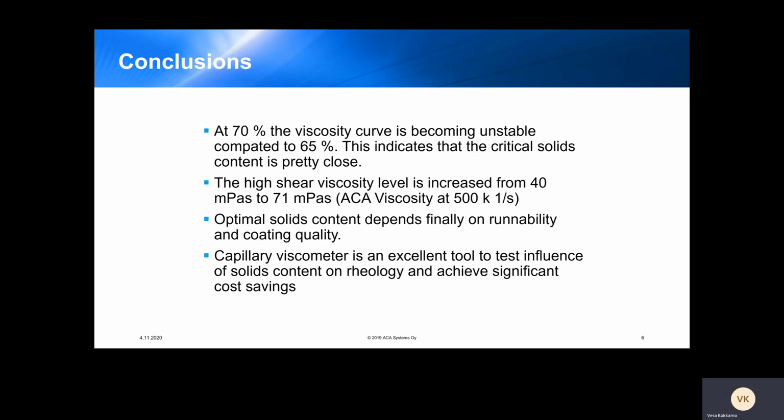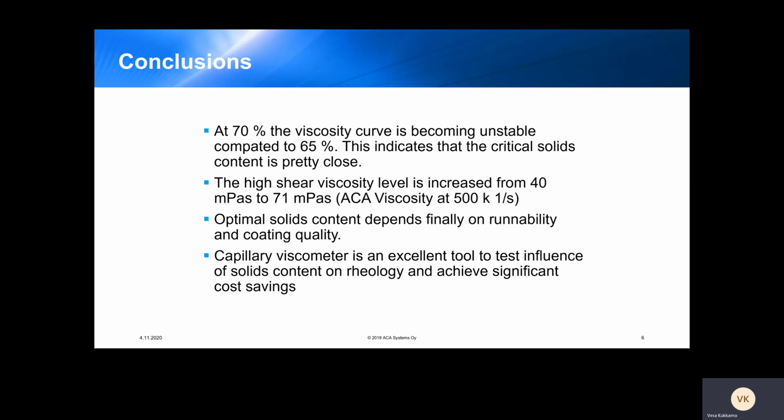Conclusions. At 70% solids content, the viscosity curve is becoming unstable compared to 65%, and this indicates that the critical solids content is pretty close. The high shear viscosity level is increased from 40 to 71 millipascal, taken as ACA viscosity at 500,000 shear rate.